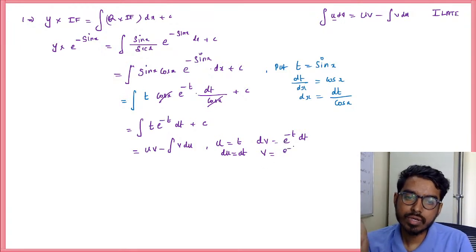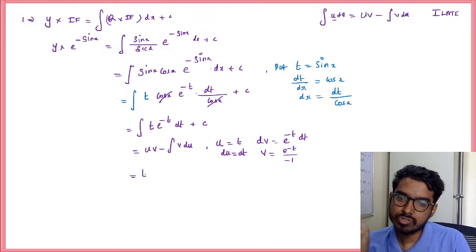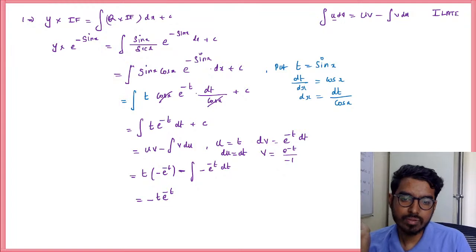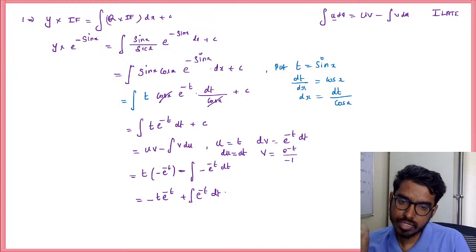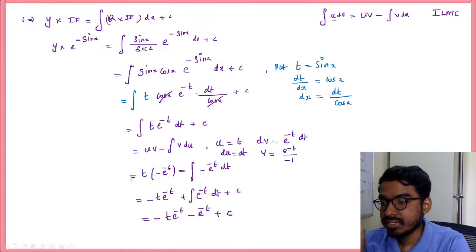So b is e power minus t by minus 1, right? This will be uv. So u into b is e power minus t, minus integration of b, e power minus t, du is dt. So minus t into e power minus t. So minus minus will become plus integration of e power minus t dt plus c. So minus t into e power minus t minus e power minus t plus c, right? This is the required solution.